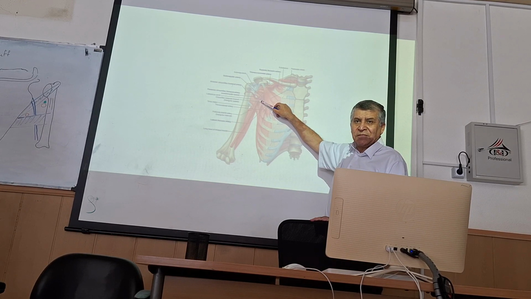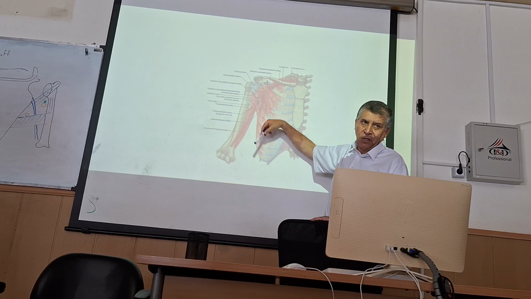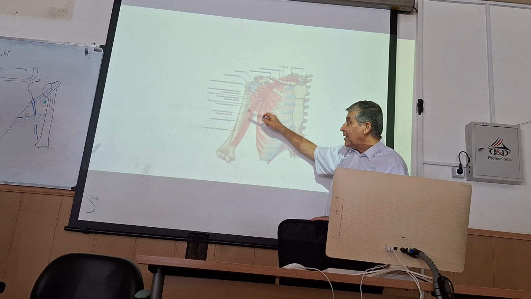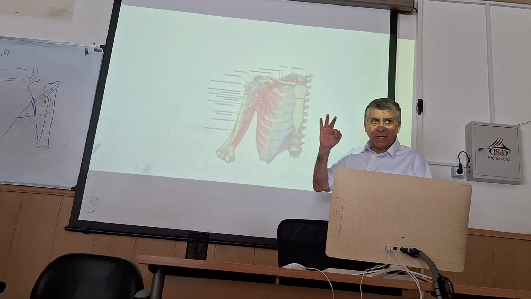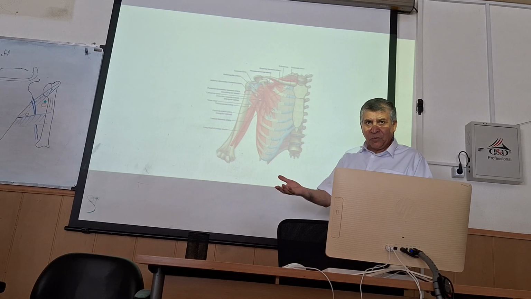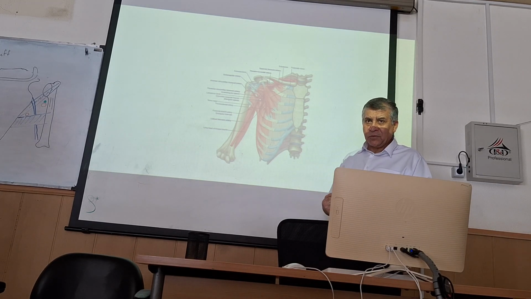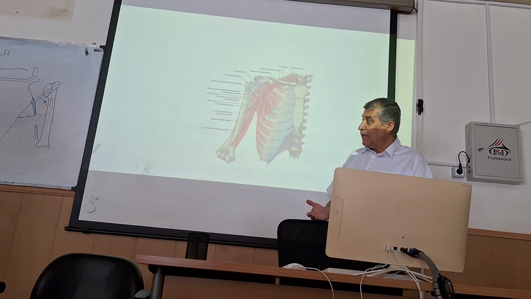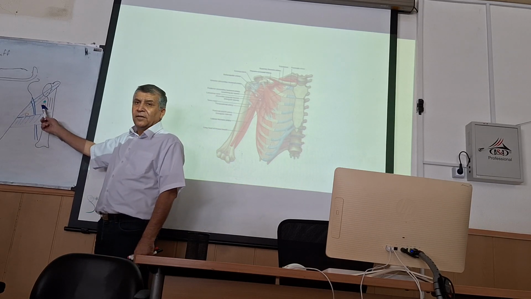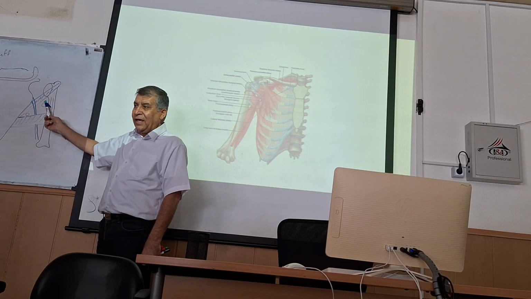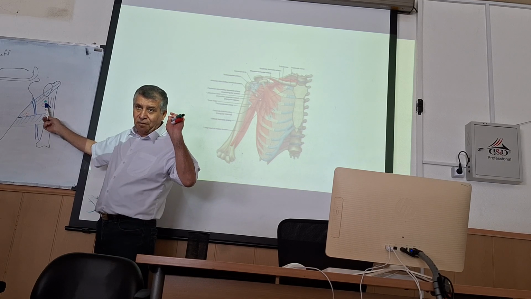Anterior and posterior circumflex humeral arteries and the subscapular artery. The third part of the axillary artery has three branches: anterior circumflex, posterior circumflex, and subscapular. The posterior circumflex is a branch of the third part.